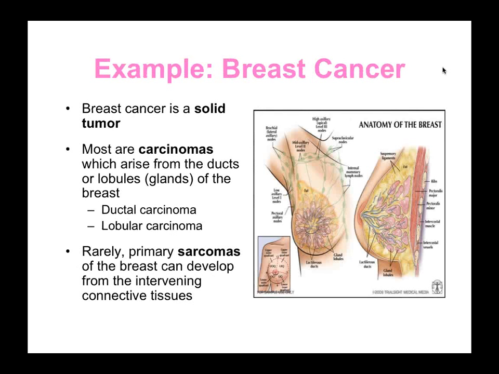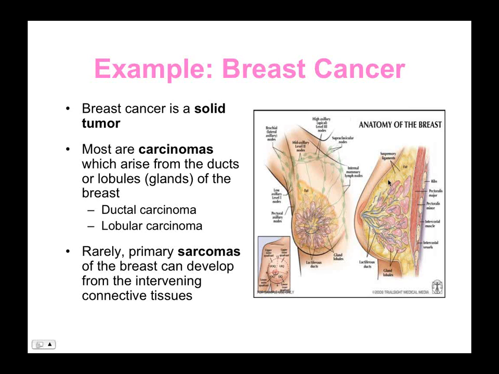As I go through, I'm just going to try to provide examples to emphasize these points. So just using breast cancer as an example, a breast tumor is a solid tumor. Most of these are carcinomas, and they arise from the ducts in the breast or the lobules of the breast. You can see in the picture on the right of the screen a diagram of the breast.